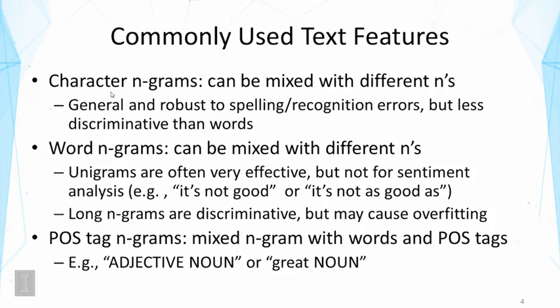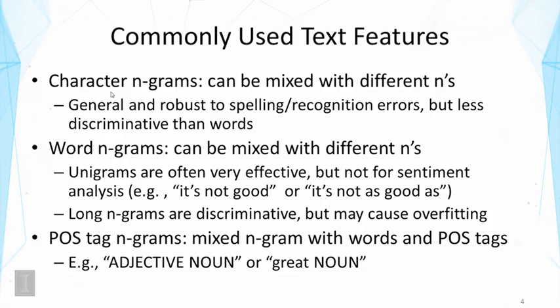This is also robust to spelling errors or recognition errors. So if you misspell a word by one character, this representation would still allow you to match this word when it occurs in the text correctly. So the misspelled word and the correct form can be matched because they contain some common n-grams of characters. But of course, such a representation would not be as discriminative as words.